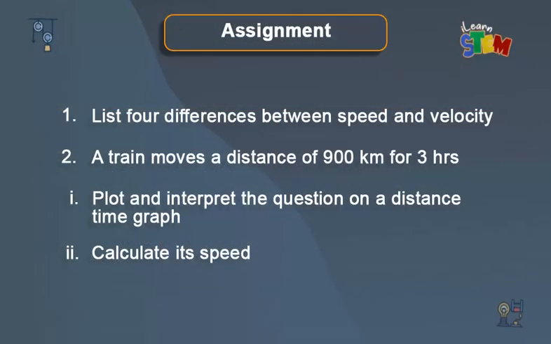I have 2 assignments for you to work on. Number 1. List 4 differences between speed and velocity. Number 2. A train moves a distance of 900 kilometers for 3 hours. Plot and interpret the question on a distance-time graph. Calculate its speed.